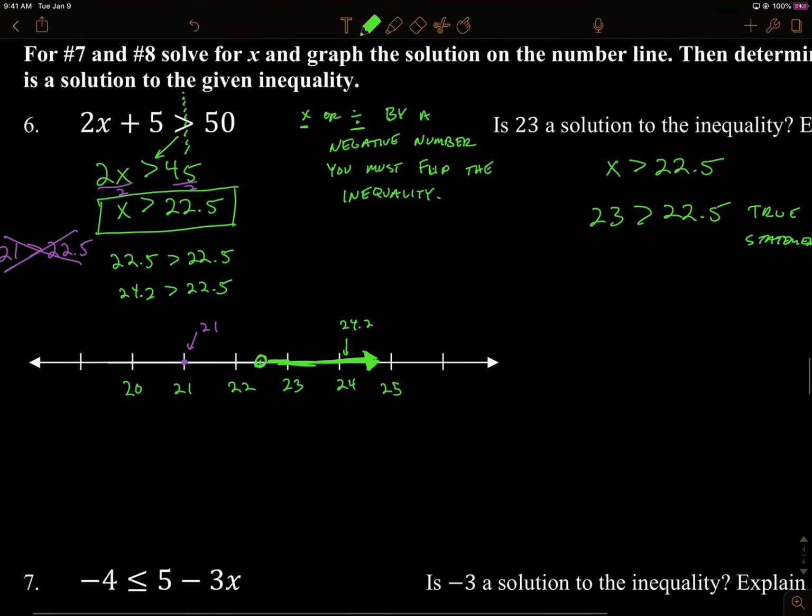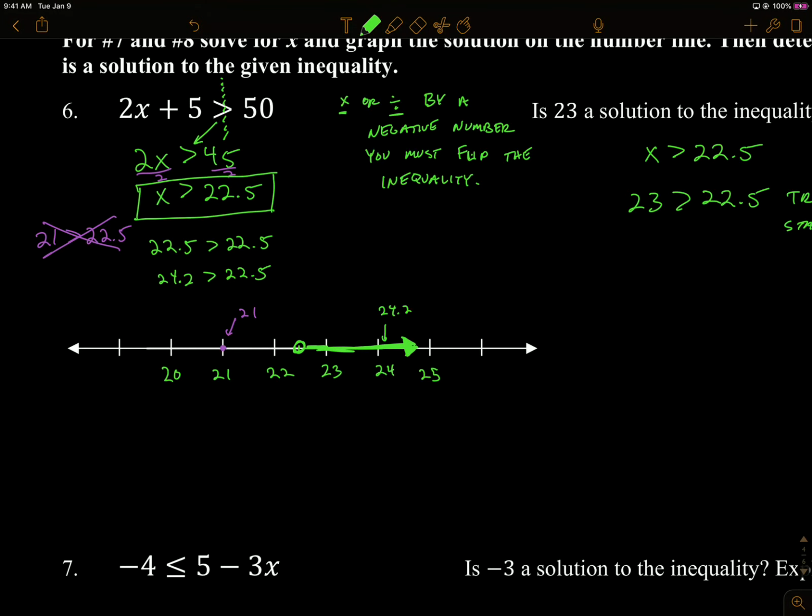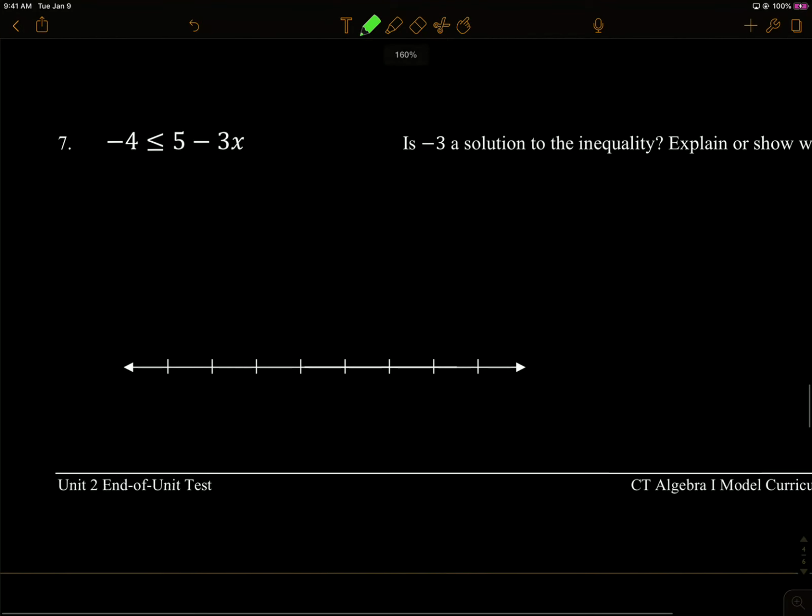Another way to do it is to look at the solution set that's graphed. 23 lies on the graph side of the solution set. It is colored in by the line. Therefore, 23 is a solution. So you could say 23 is graphed on the solution set, therefore it is a solution to the inequality. Let's look at another one.